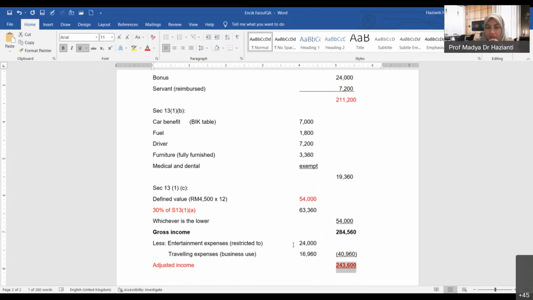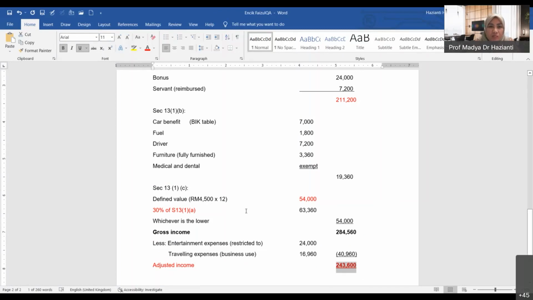Boleh? Ada soalan tak? Mana yang rasa sesat? Rasa tak faham? Mana saya dapat nombor-nombor ni? BIK ni apa? Mana dapat 4,500 ni? Boleh. Senyap terus semua pengsan tengok.